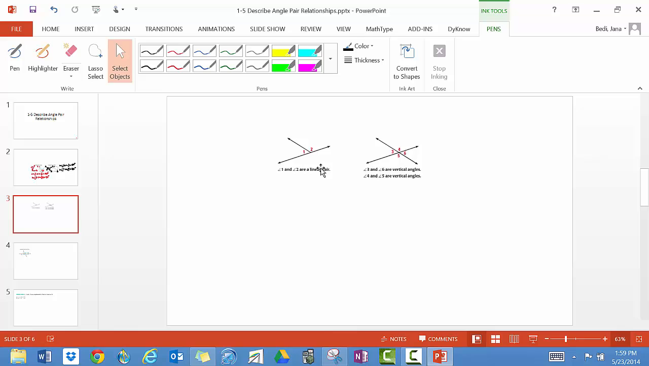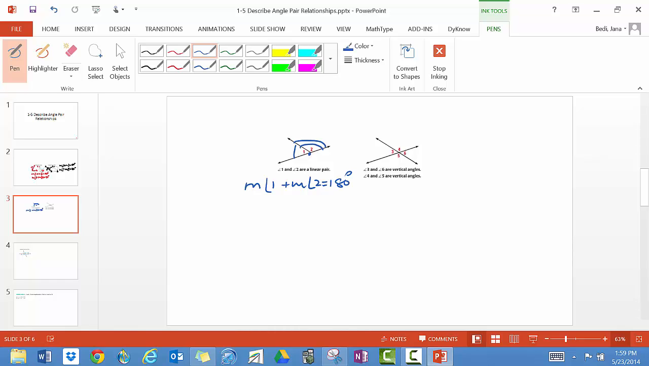Angle 1 and 2 are a linear pair. By definition, two angles are called a linear pair if they are adjacent angles on a straight line. Adjacent angle means they share a common ray, they sit next to each other, and since they are adjacent angles on a straight line, they are supplementary as well. So measure of angle 1 plus measure of angle 2 equals 180 degrees.